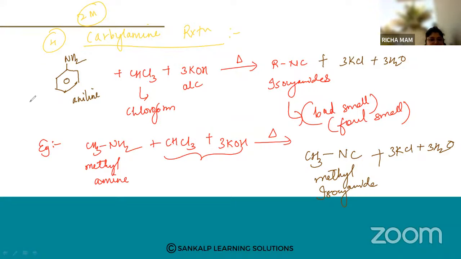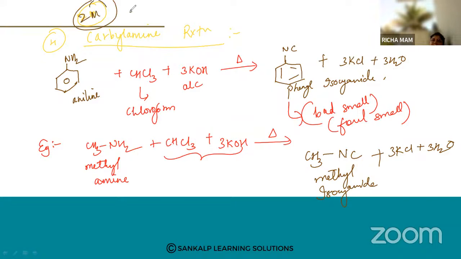Tell me the product, students. What will be the name? It will be benzene with NC. So this is phenyl isocyanide. Is it clear? Carbylamine reaction. Very important reaction. 2 marks question: Explain carbylamine reaction with an example.